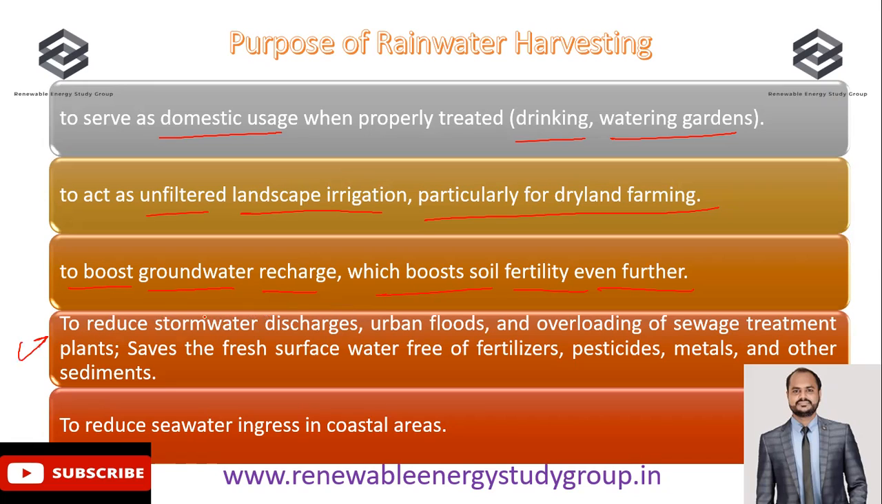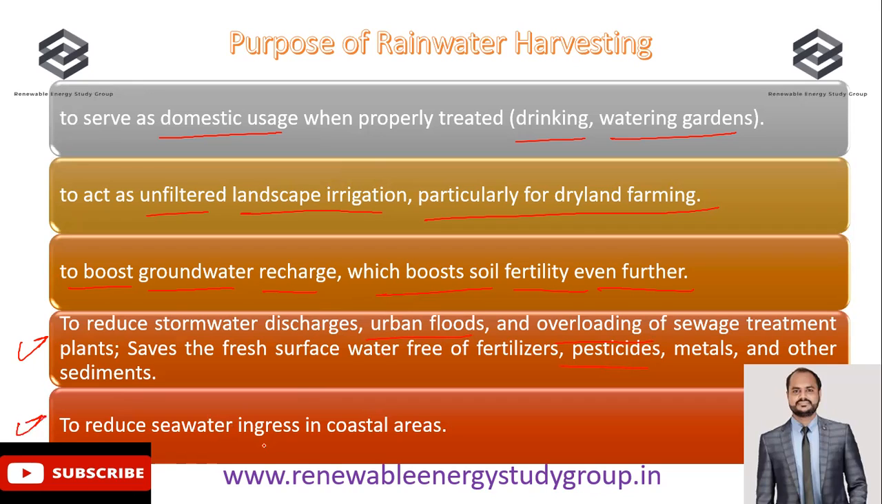Whenever we talk about reducing storm water discharge, urban floods, overflooding or overloading of sewage treatment plants, and saving fresh surface water free of fertilizers, pesticides, metals and other kinds of sediments. In most cases, we find urban floods because of heavy rainfall in that situation, or storm water discharge. In that case, for overloading of the sewage also, whatever excess water there is, we can recharge into the ground itself. So a proper design will be required whenever we are going for a rainwater harvesting system.